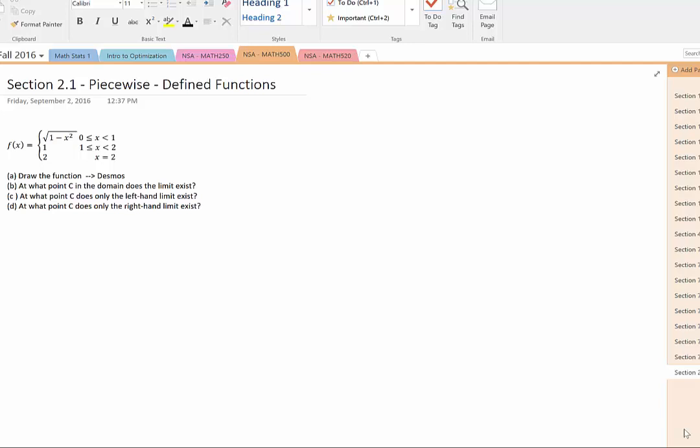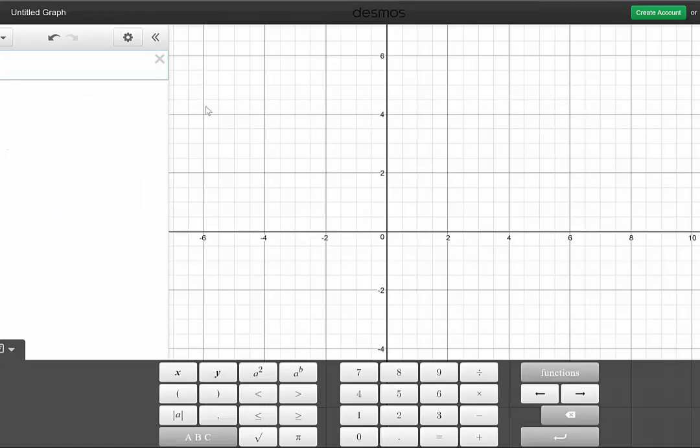They first want us to draw the function, and in this video we are going to be using Desmos to do that. Part B wants us to determine at what point C does the limit exist. Part C wants us to determine at what point C does the left-hand limit exist. And Part D wants us to determine at what point C does the right-hand limit exist. So we're going to go over to Desmos. And here's what the screen looks like.